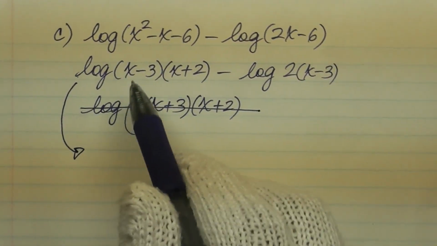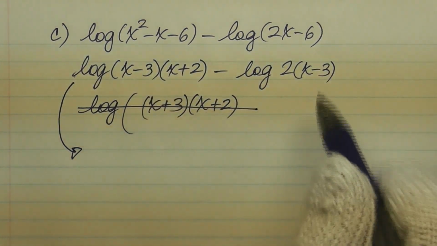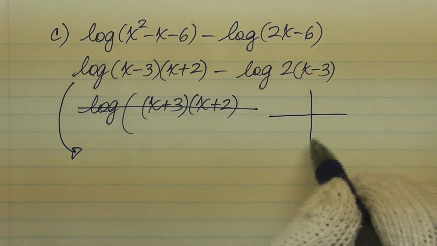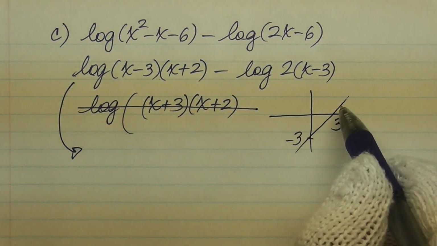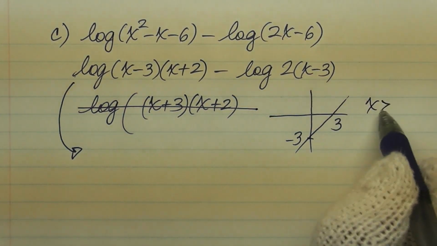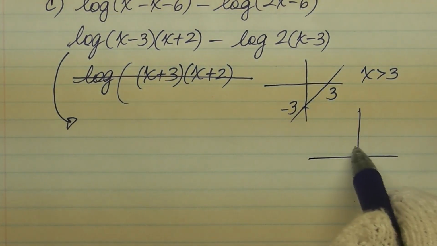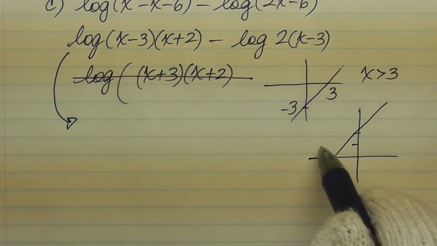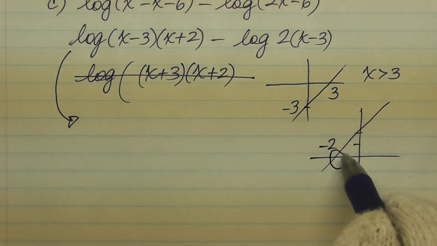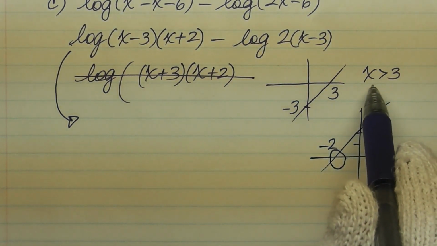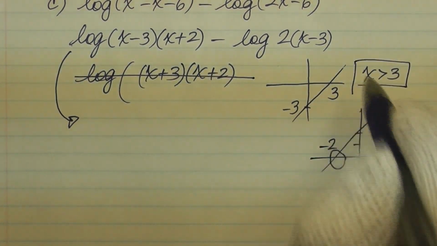First, before we do that, let's look at our domain restrictions. X minus 3 must be positive. In order for that to be positive, that's minus 3, that's 3. X has to be greater than 3. For this one, x plus 2, that looks like this. And x plus 2 is positive whenever x is greater than negative 2. Well, if it's greater than 3, it's automatically greater than negative 2, so there's our restriction.